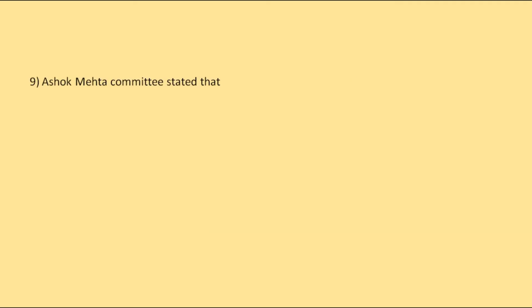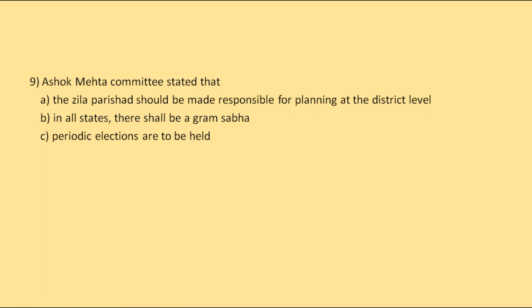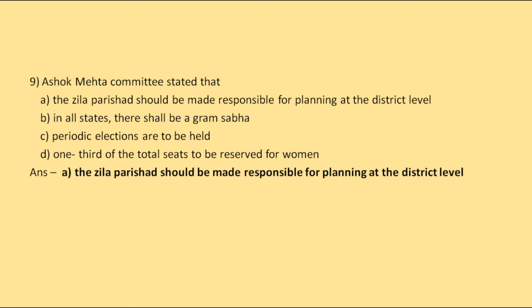Then, Ashok Mehta Committee stated that the Jilla Parishad should be made responsible for planning at the district level. In all states, there shall be a Gram Sabha. Periodic elections are to be held, or 1/3 of the total seats to be reserved for women. So the correct option will be the Jilla Parishad should be made responsible for planning at the district level.